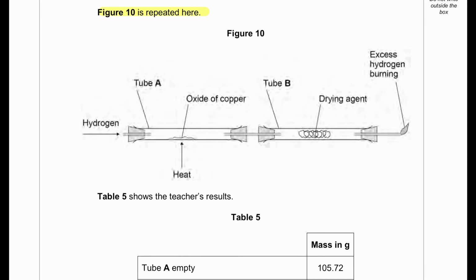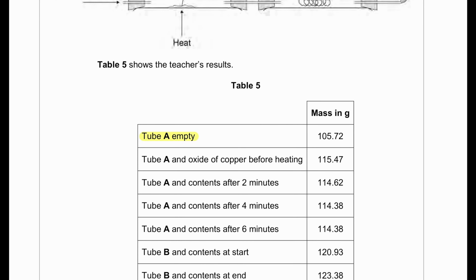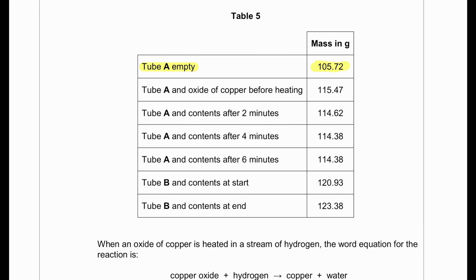Figure 10 is repeated here. All right, so we have tube A again, and we have tube B, oxide of copper. Tube A, empty, is 105.72, and we have the other masses that we have recorded. At the end also we have recorded the mass.